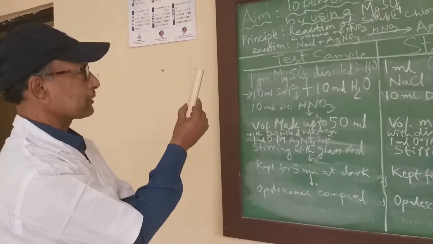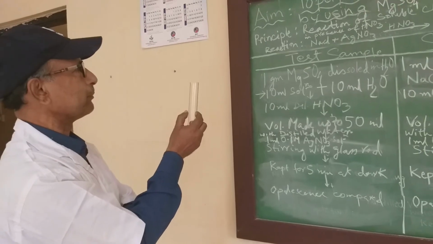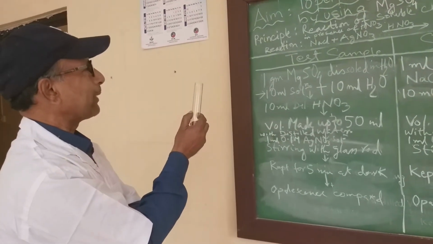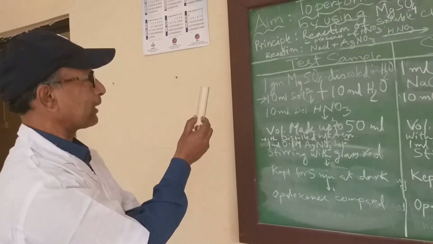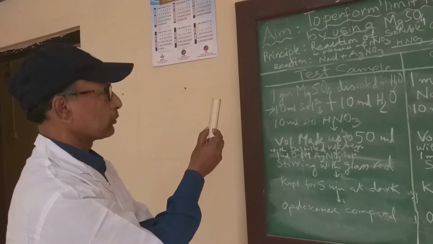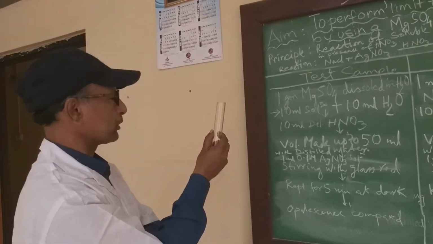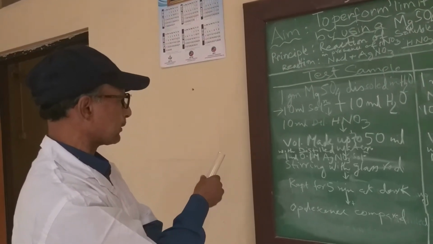And what does this nitric acid do? The nitric acid gives the acidic medium which activates this reaction, and nitric acid also reduces the solubility of silver chloride in the solution. So you will get the total amount of precipitate coming out. Silver chloride will be coming out as precipitate.